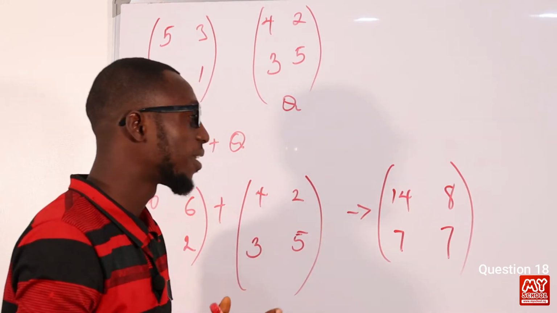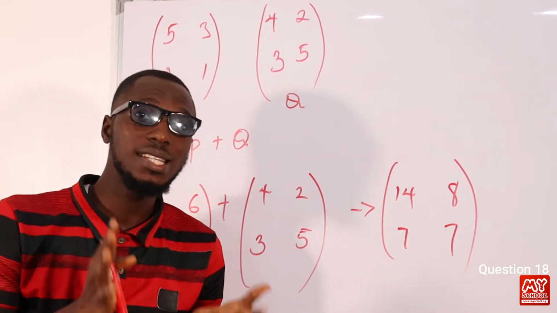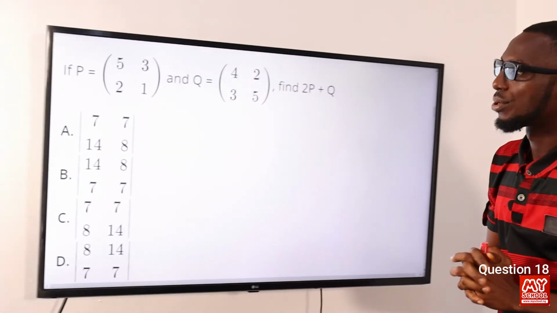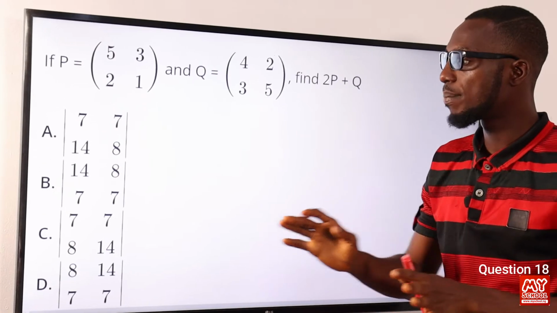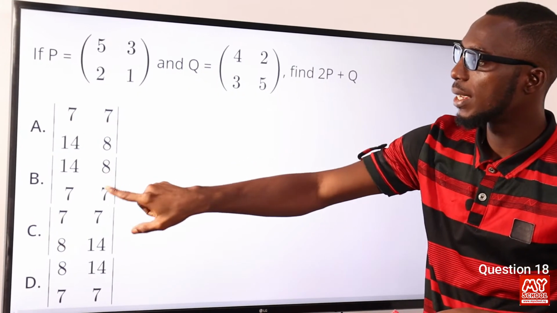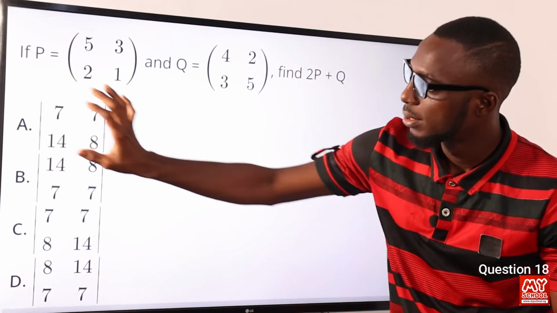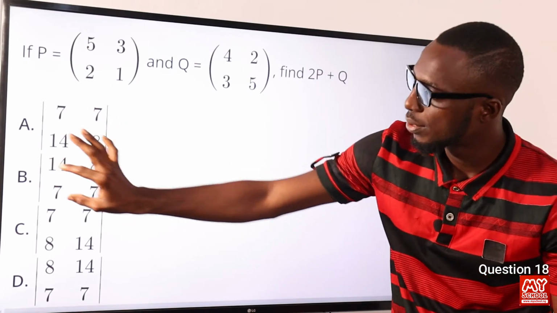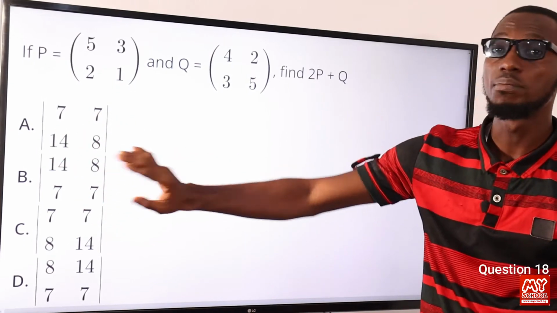So let's see if we can find 14, 8, 7, 7 in the options provided. Make sure you don't do a mix-up. This is the correct option here, 14, 8, 7, 7. The two rows for this, the two rows for this, then this and this. So option B is the correct option.